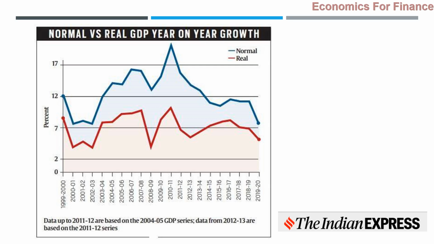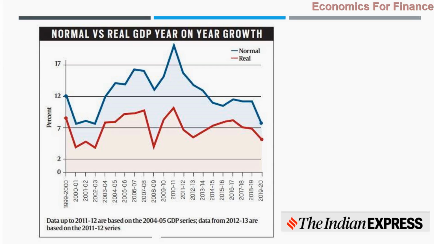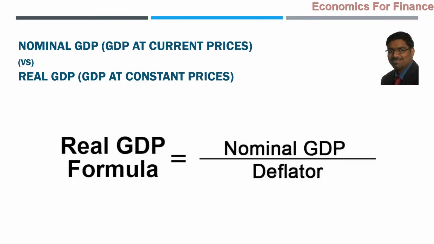A lot of times people talk about GDP 4.2%, GDP 3.2%. That itself is a wrong expression. GDP is not 3.2% or whatever the number is. That is the GDP growth rate. GDP is different. GDP growth rate is different.